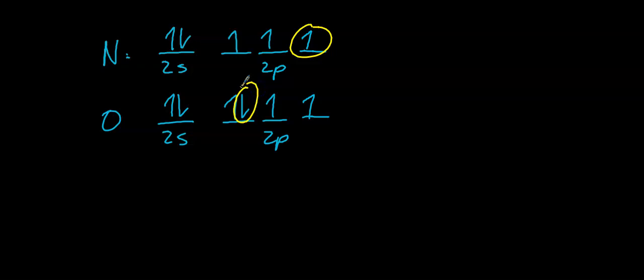So oxygen experiences greater interelectronic repulsions than nitrogen, giving oxygen a lower first ionization energy. Now make sure you use the word greater, because all electrons in all atoms repel each other. So every atom experiences interelectronic repulsions. In this case, oxygen has a lower first ionization energy because it has a greater amount of interelectronic repulsions.